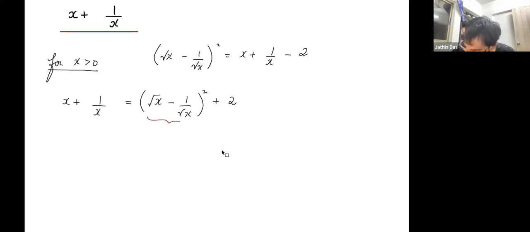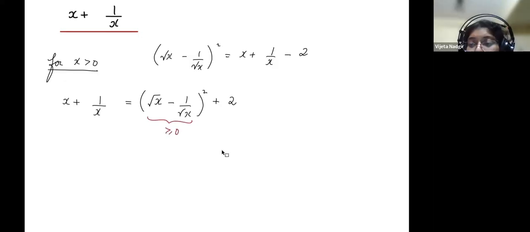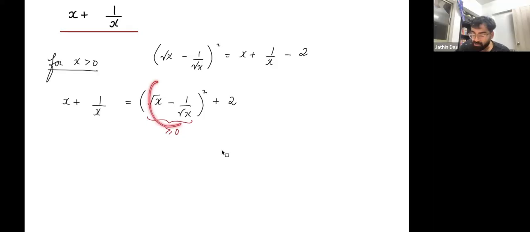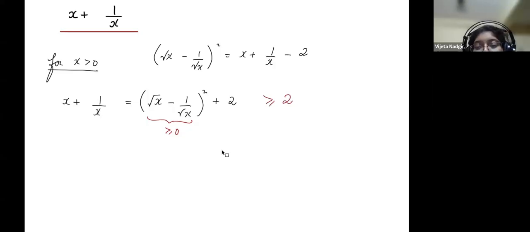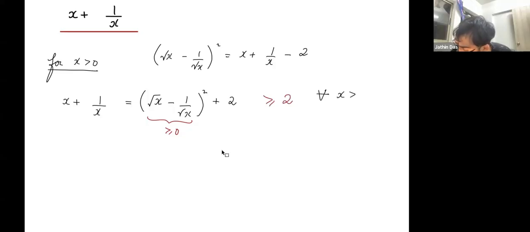Now ये जो square term है, ये हमेशा greater than equal to 0 है. Correct? And there's no sign or something like that. ऐसा कुछ नहीं है इसमें. It's a real value, so always it will be greater than 0. So कोई restriction नहीं है अंदर. So this value will be 2 or greater than 2. Can I say this will always be greater than 2? Yeah. When? For all x greater than 0.